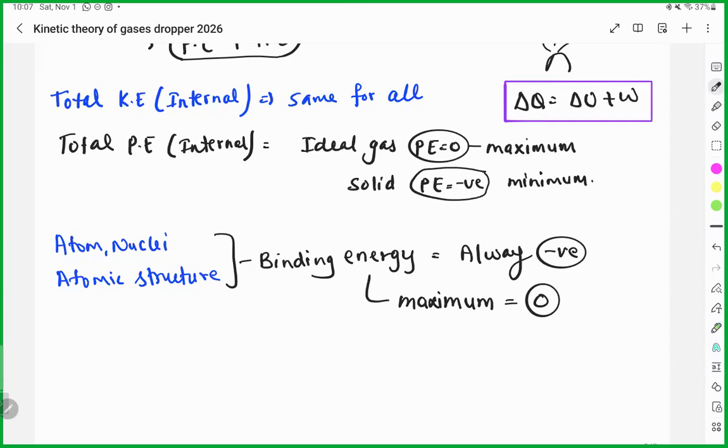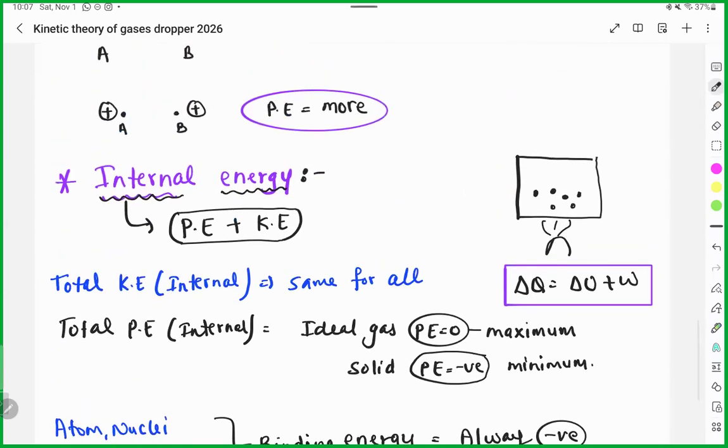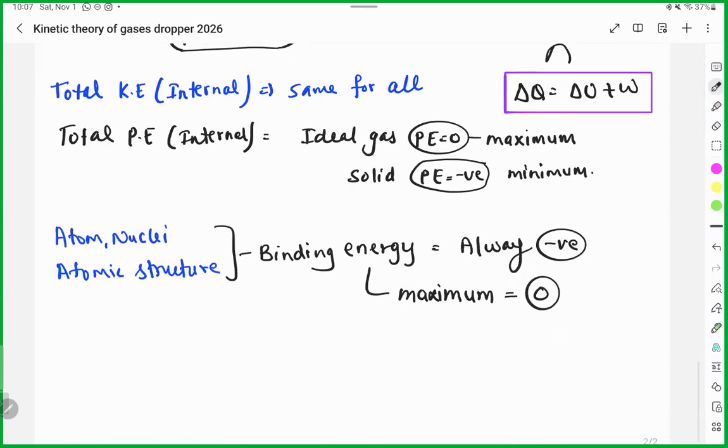So this is really important. This is what we are doing. We are not just doing kinetic theory of gas. We are understanding different chapters: wherever you have gas, you have to always correlate it with the kinetic theory of gas.